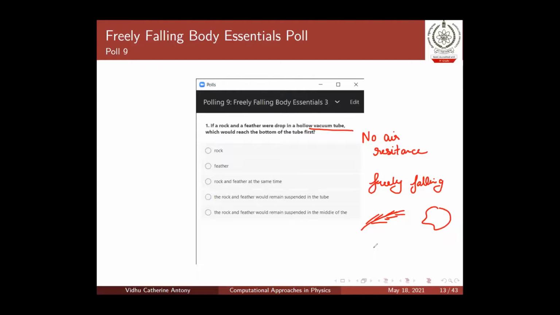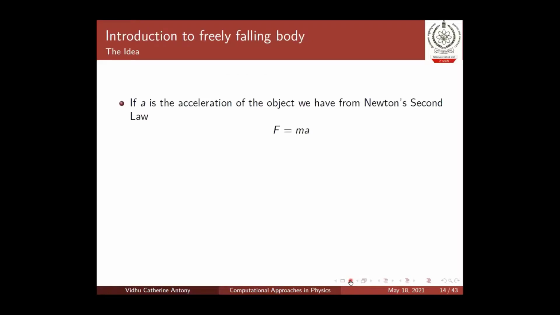Some of you said it would remain suspended in the tube. What did you think, that the vacuum tube is something like anti-gravity? So with this, we have covered our essentials to deal with freely falling body. Let's discuss this over again if you haven't understood the concept that we discussed last clearly.